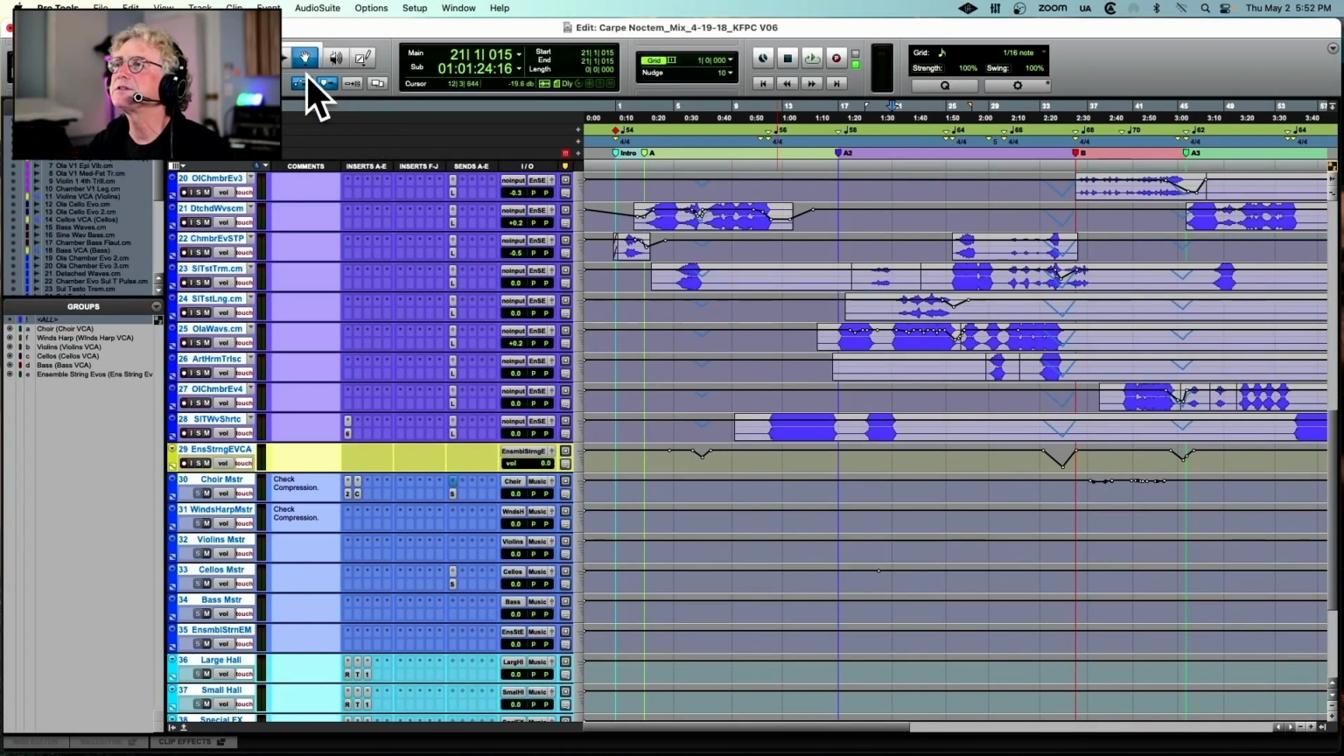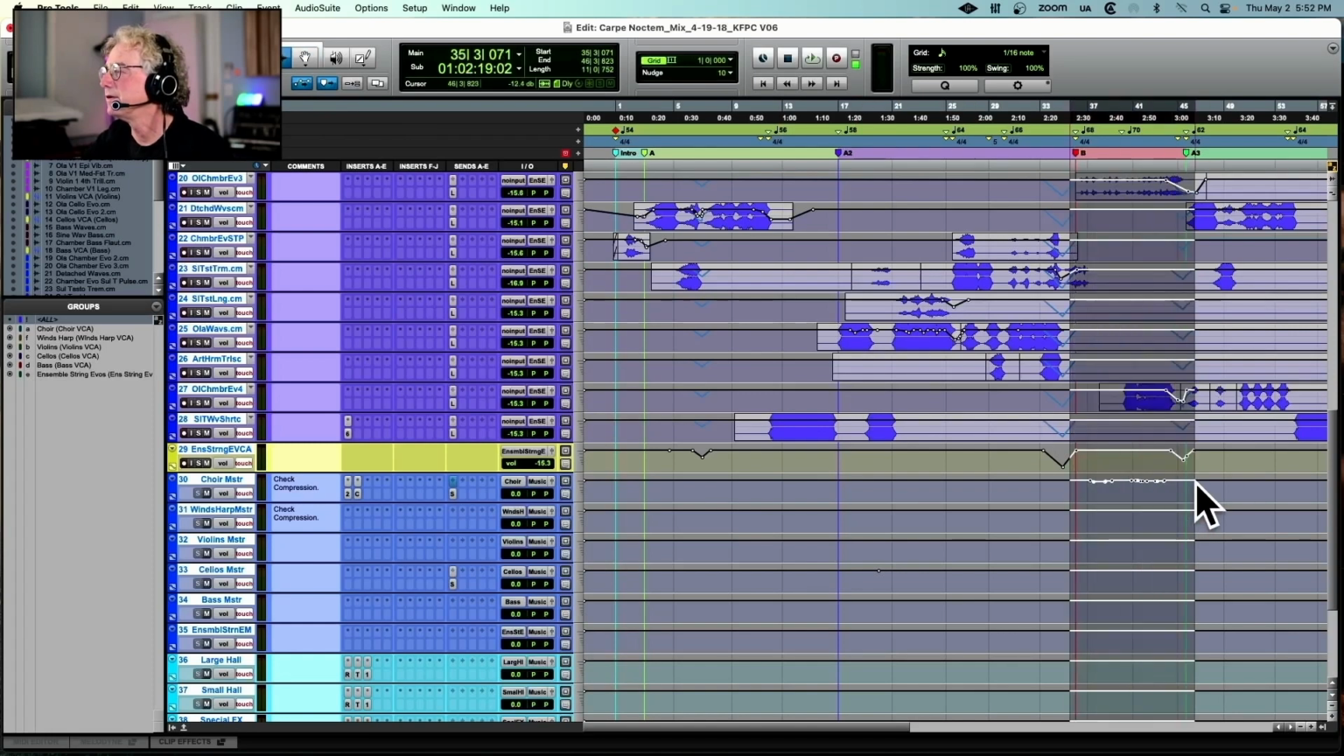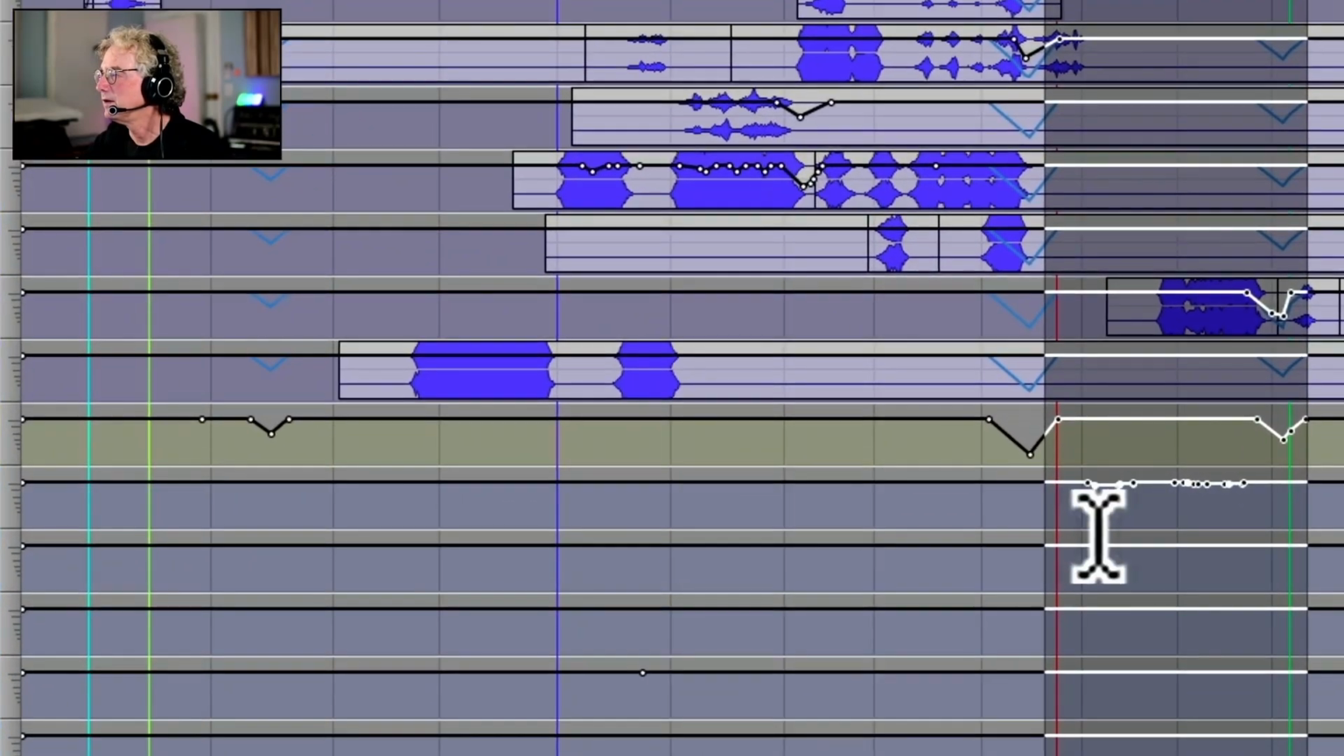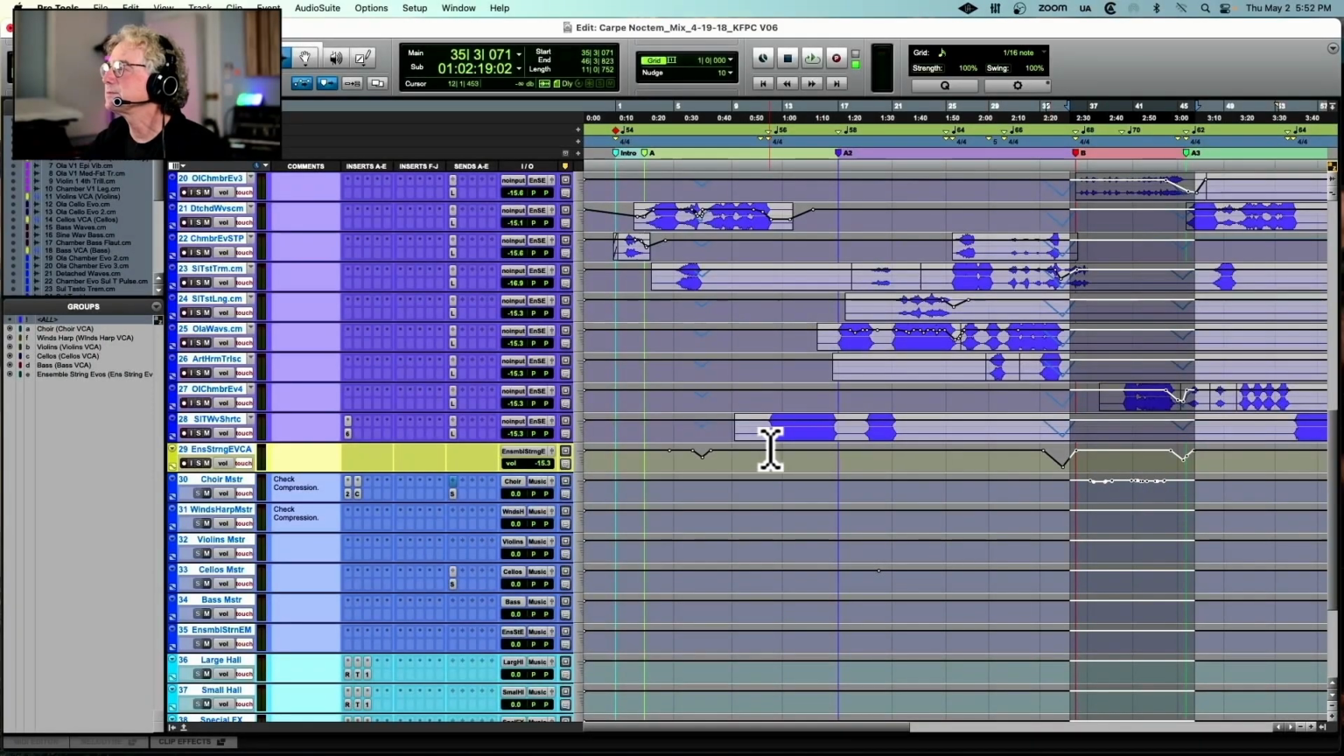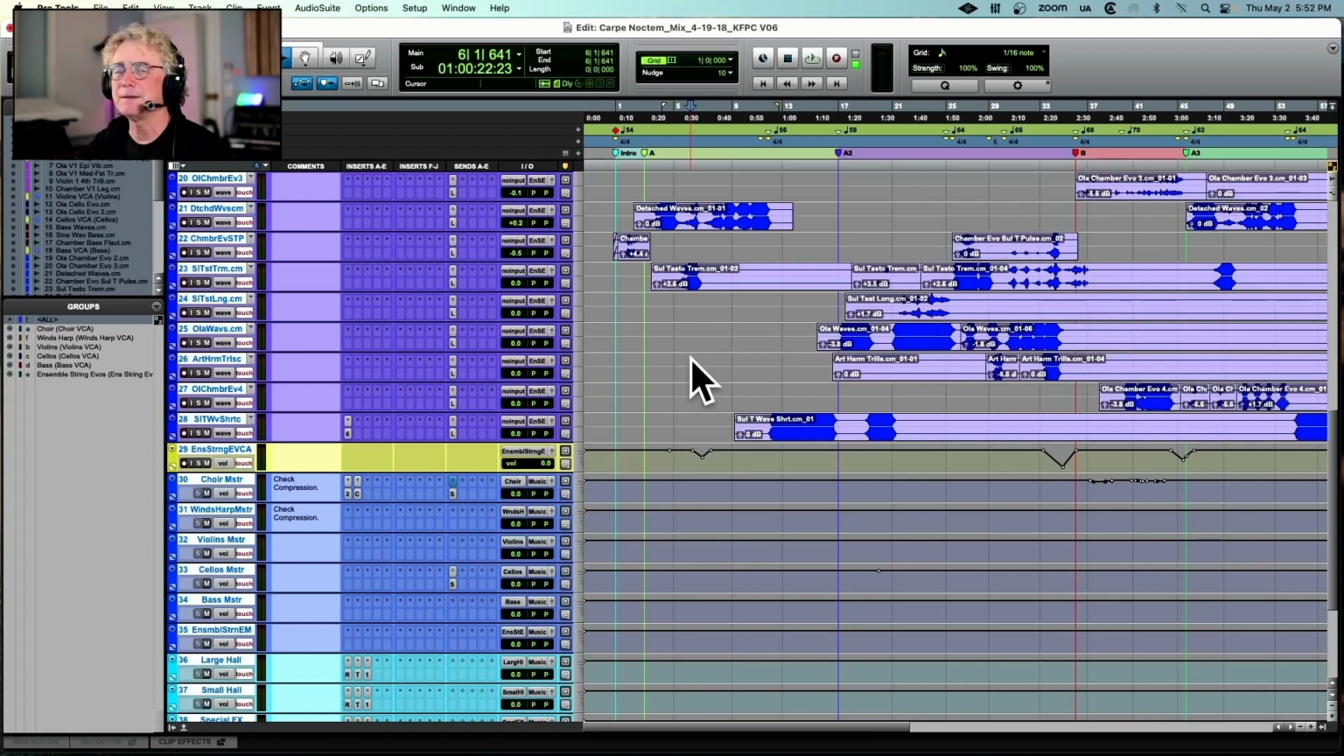And there's even in some spots, like right here. Let's see. See that? This line here, it's very tiny automation. Sometimes that's all you need. But that helps the music breathe, you know? And a piece like this needs to breathe.